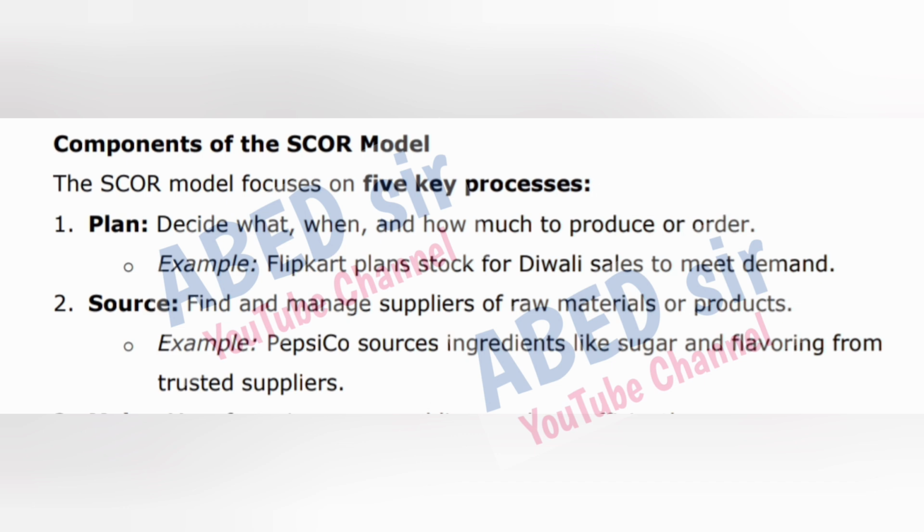1. Plan: decide what, when, and how much to produce or order. Example, Flipkart plans stock for Diwali sales to meet demand. 2. Source: find and manage suppliers of raw materials or products. Example, PepsiCo sources ingredients like sugar and flavoring from trusted suppliers.